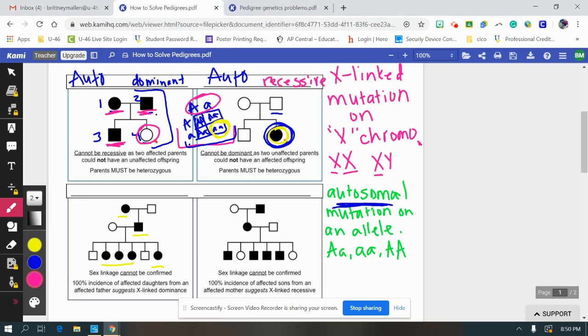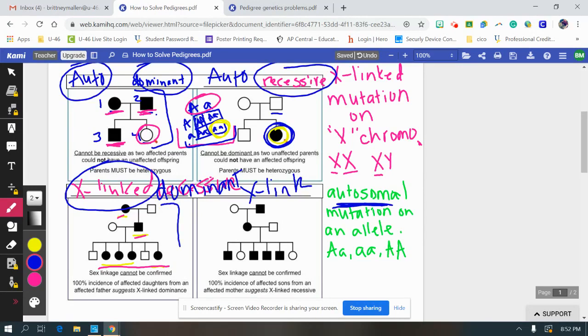So based on what we see here, we know it's X-linked because of the pattern female, male, female, right? This one is dominant because of the traits here and how our affected daughters are being affected from their fathers. In this case, we have a recessive trait because we are getting affected sons from an affected mother. Okay, it's kind of the opposite of dominant.